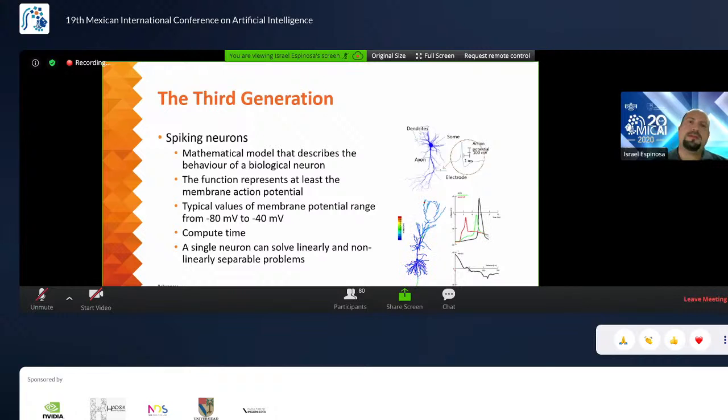There are books about the third generation of neural networks, and one of the best, or the one that I recommend, is this book, Networks of Spiky Neurons: the third generation of neural network models. It's in the references. They explain in this book all the theory behind the third generation of neural networks. It's quite an interesting book.